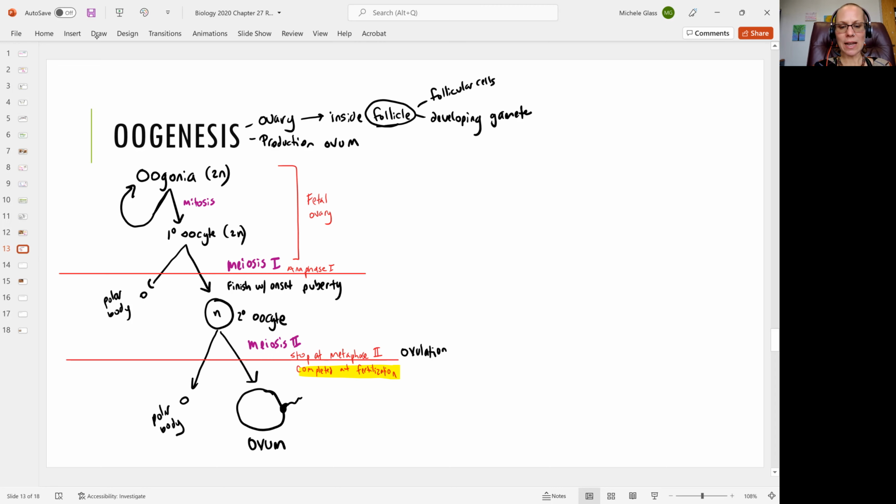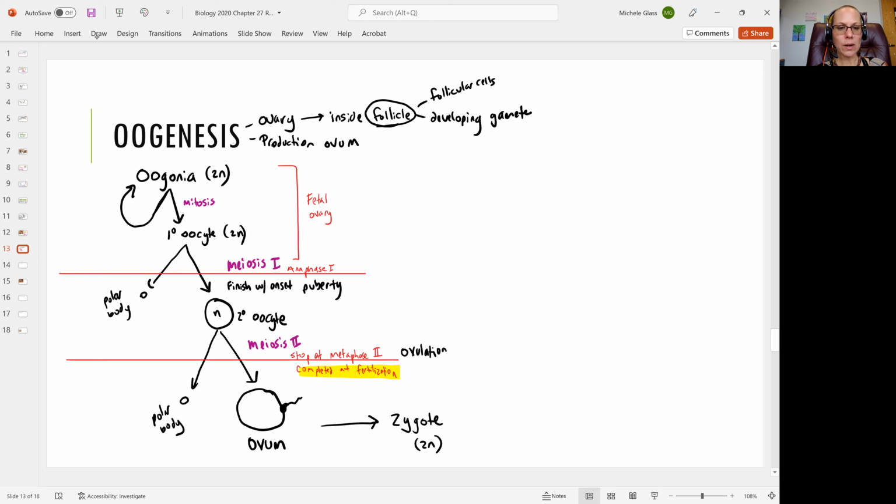And then I'll just say, as soon as you have fertilization occurring, you're going to get your zygote, which is your diploid first starting cell to your next generation. So when the sperm fertilizes the ovum, we get a zygote, which is the start of that next individual.